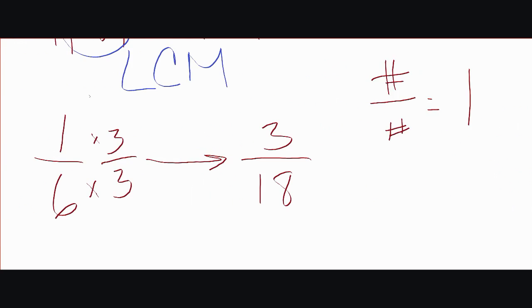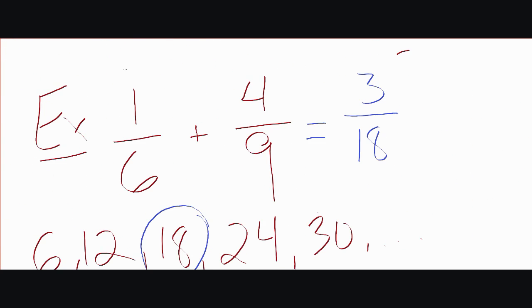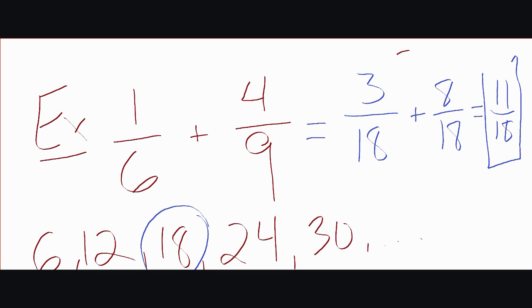Now that I have that, I can replace both of my fractions with 3 over 18 and 8 over 18. And now that they have the same denominator, I can combine them together. So 3 plus 8 is 11, and I keep that denominator the same. 11 over 18 is my final answer.